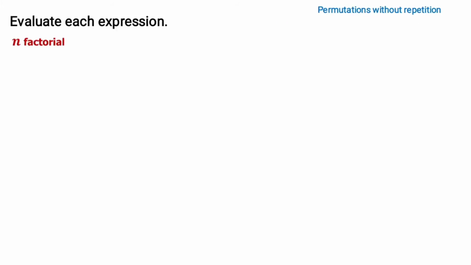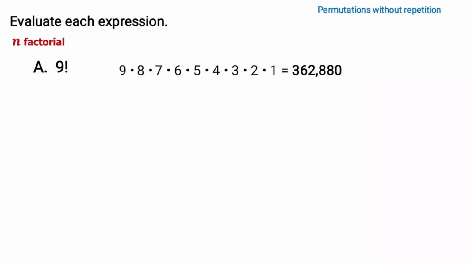Let's evaluate each expressions that has n factorial. Letter A, 9 factorial. We can have 9 times 8 times 7 times 6 times 5 times 4 times 3 times 2 times 1 is equal to 362,880. B. 8 factorial over 6 factorial.